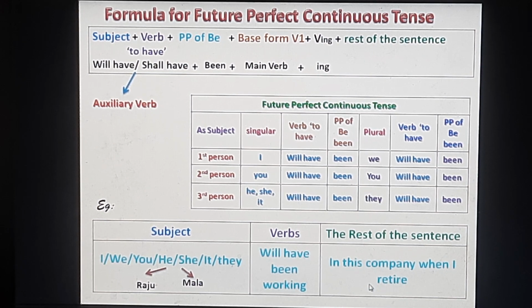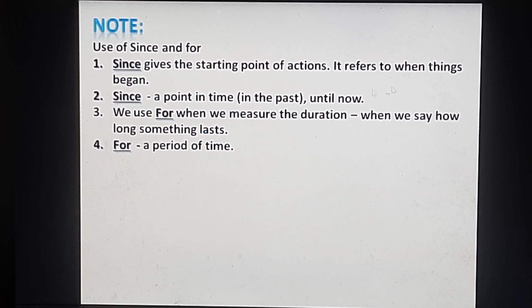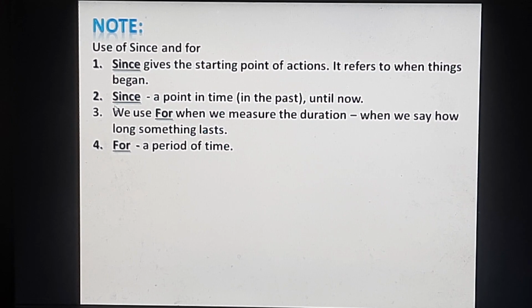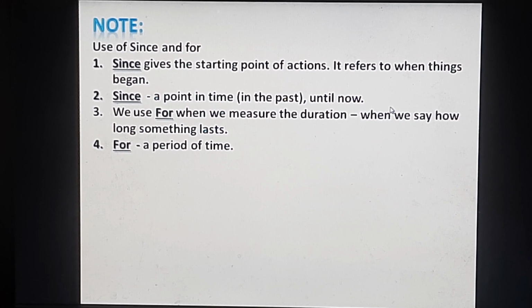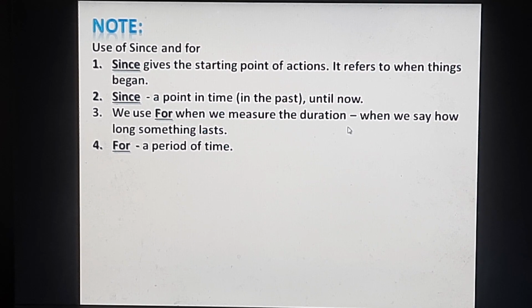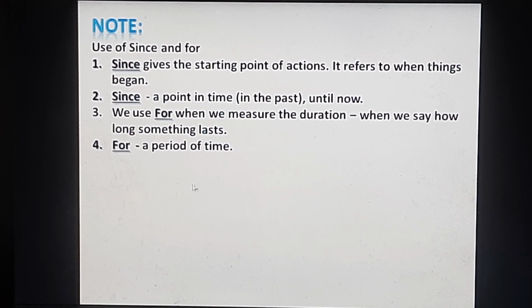Now there is a note for you, children. Use of since and for in the perfect continuous tense. Since gives the starting point of actions. It refers to when things began. So when you use since, you must keep this in mind. Since also shows a point of time in the past until now. Now when we use for, we measure the duration. So when we say how long something lasts, for is used for a period of time. So keep this in mind.